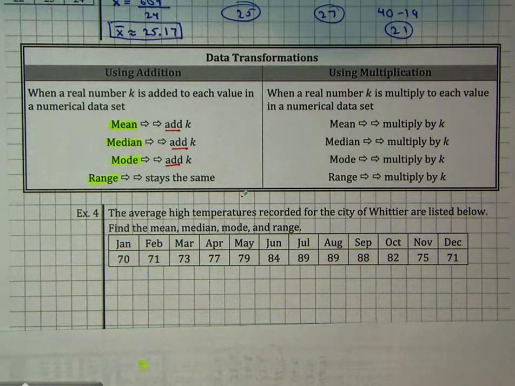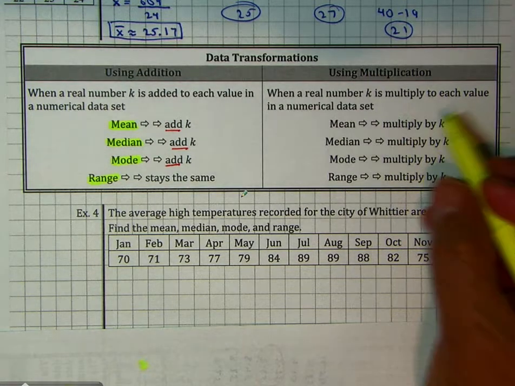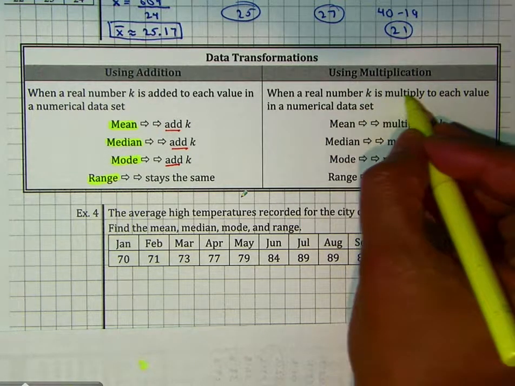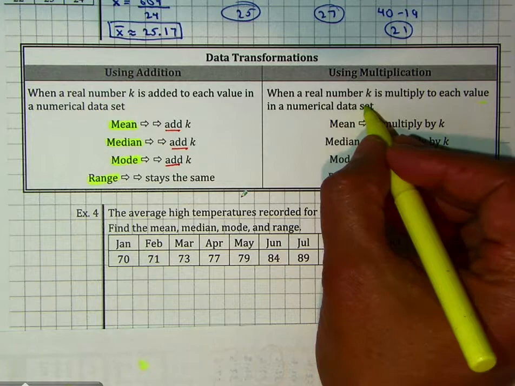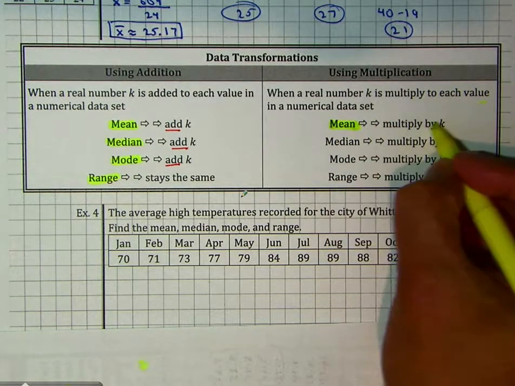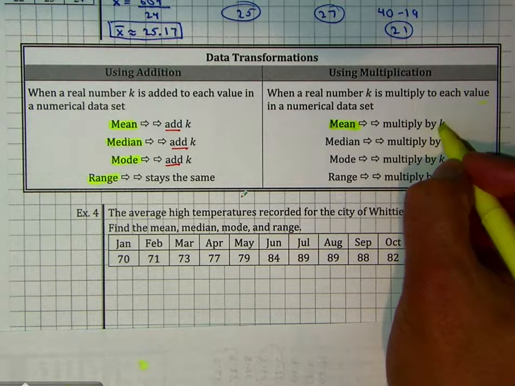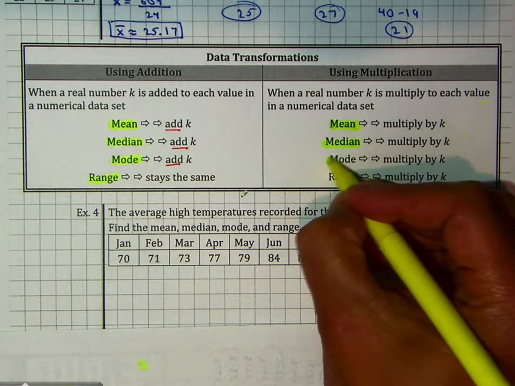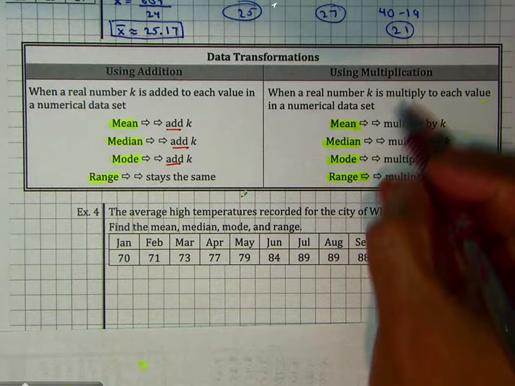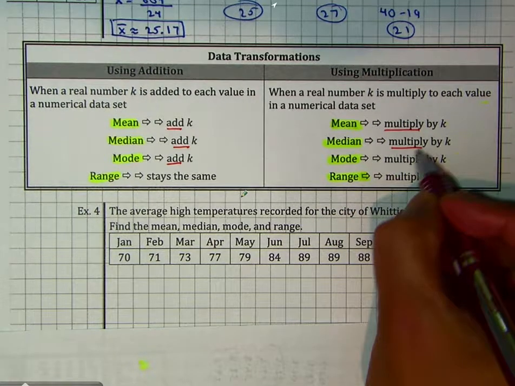If you go to multiply, when a real number k is multiplied to each value in a numerical data set, when you multiply, the mean will get multiplied by the same number, the median, the mode, but also the range. On each of them, you multiply by the k to obtain each one.